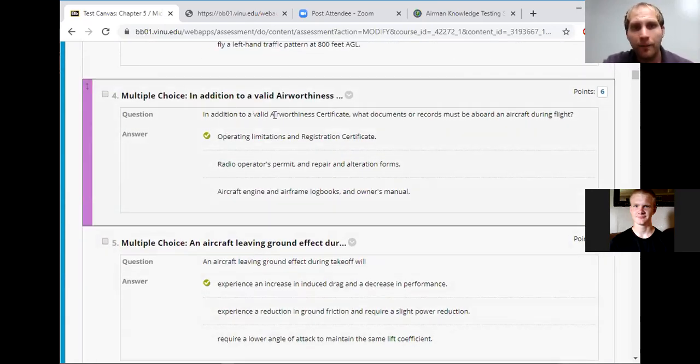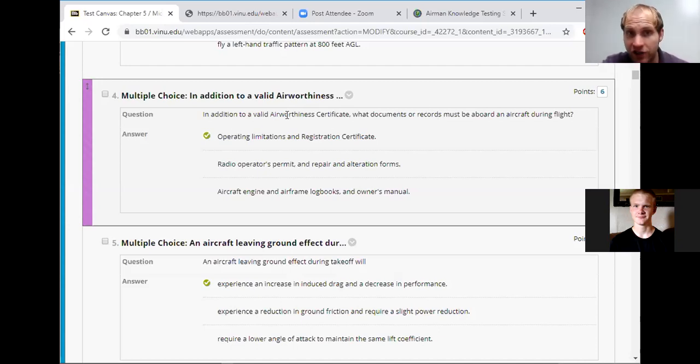All right. We're talking about airworthiness certificate. We're talking about legal documents. This would be a chapter 1 question. A lot of us remember AROW, A-R-O-W: airworthiness, registration, operating limitations, weight and balance, legal documents that must be kept aboard the flight.